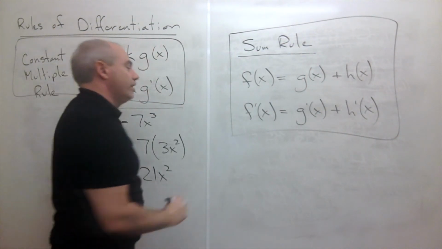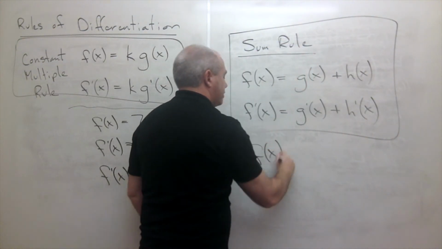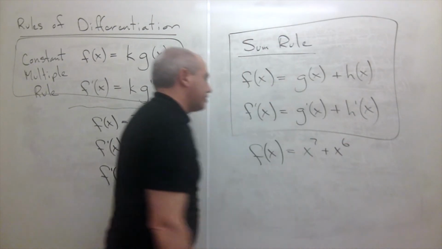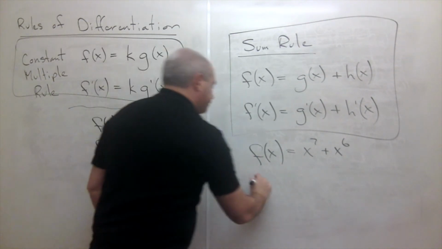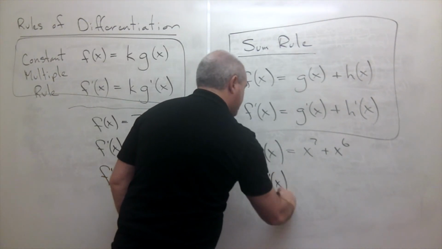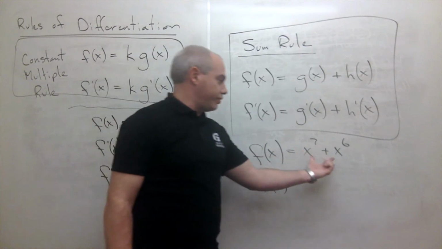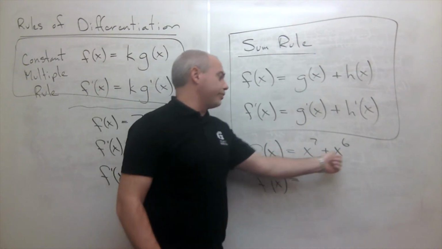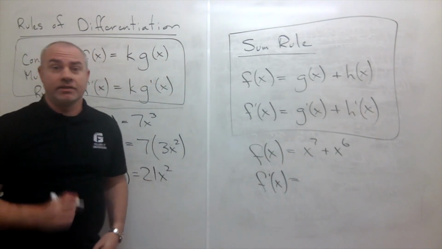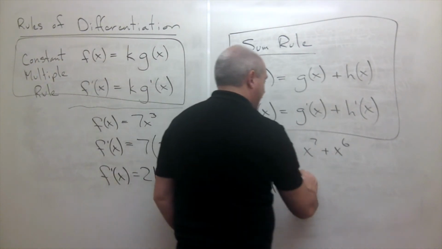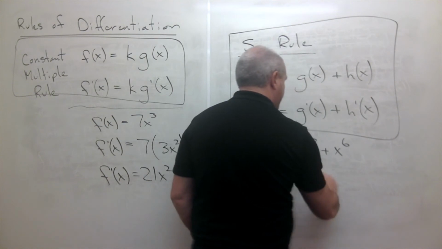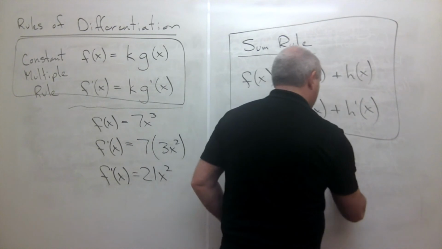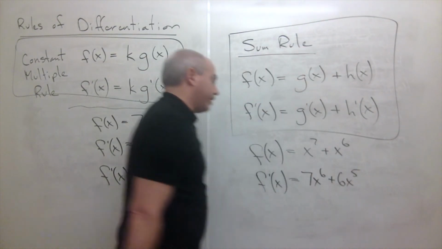In other words, if I have something like f of x is equal to x to the 7th plus x to the 6th, then we know that f prime of x is equal to, well, these are two functions added together, so I can take the derivative of each one separately. Let's do it. The derivative of x to the 7th by the power rule is 7x to the 6th, and the derivative of x to the 6th is 6x to the 5th.